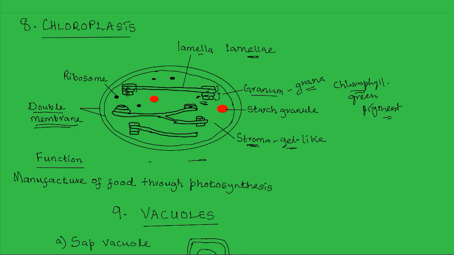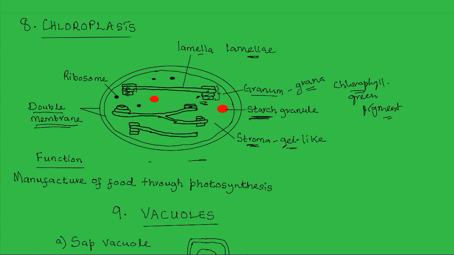Now, the products of photosynthesis are stored within the starch granule. So the main product of photosynthesis is glucose. Glucose is built up to form starch granules. That's why within the chloroplast, there will be many starch granules as a result of photosynthesis.